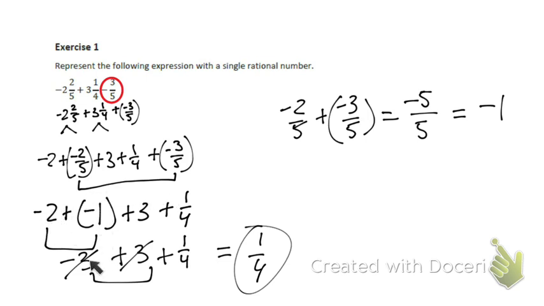Negative 2 and negative 1 makes negative 3. Bring down that 3, bring down that 1/4. Right here, negative 3 and positive 3 makes 0, right? Because they're opposites. And all I've got left is that 1/4. That's our final answer. So I know the problem looks pretty hard, but it's not too complicated if you break it down and look at each individual step. And we'll be doing more practice with it to make it a lot easier.